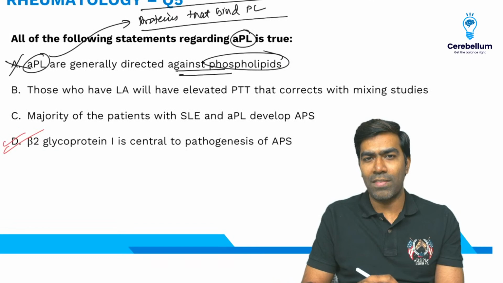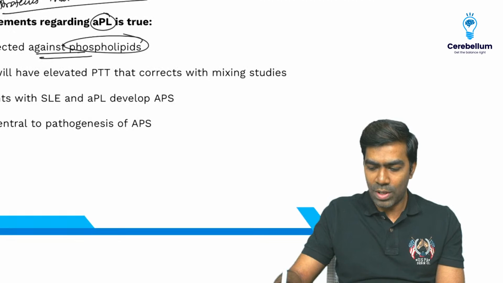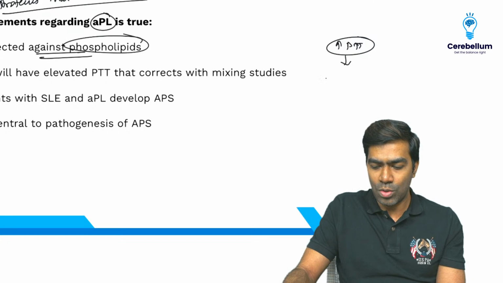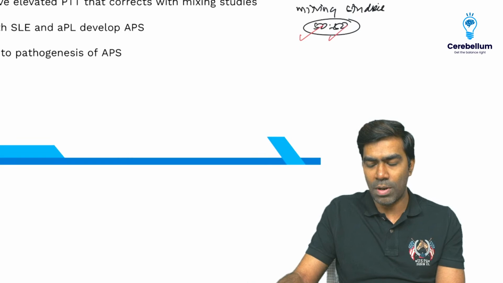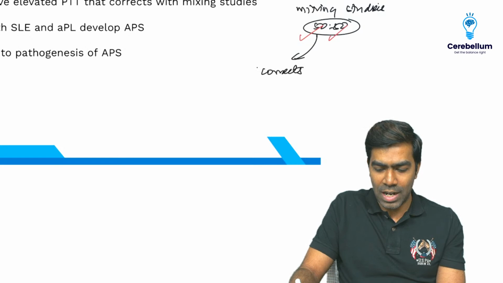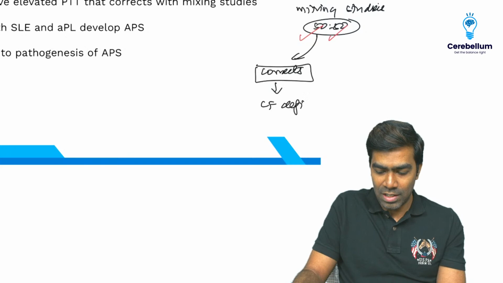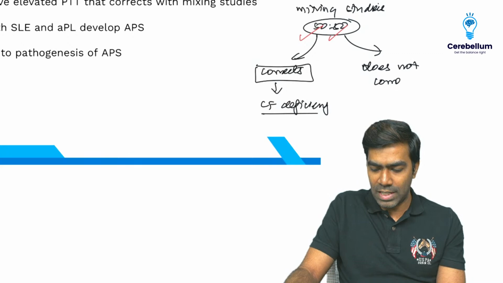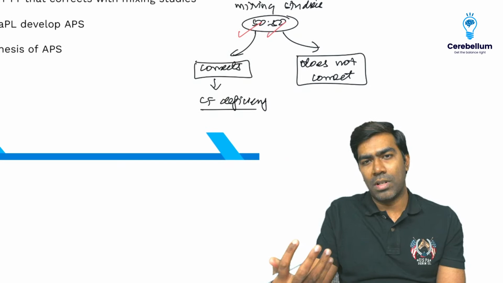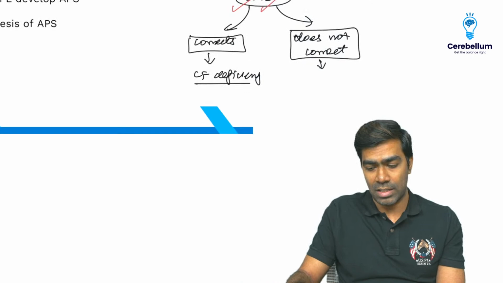What about option B? Those who have lupus anticoagulant will have elevated partial thromboplastin time that corrects with mixing studies. It's wrong. Whenever a patient has an elevated partial thromboplastin time, PTT, what are you going to do? Mixing studies. Mixing studies means you do a 50-50 mix, which means 50% patient and 50% normal plasma. If the PTT corrects with mixing studies, you're going to talk about clotting factor deficiency, like probably hemophilia. If the mixing studies do not correct, or if addition of normal plasma does not correct the partial thromboplastin time, it indicates a clotting factor inhibitor, which means there is an inhibitor of clotting factor.